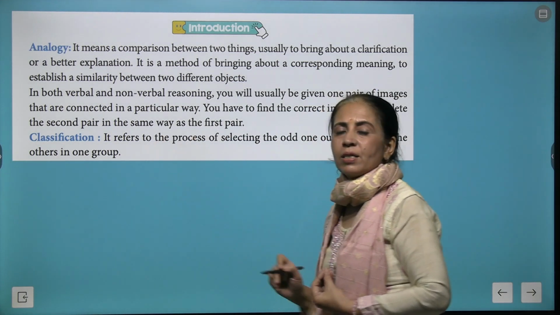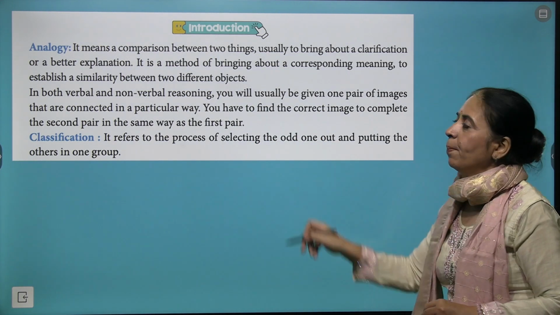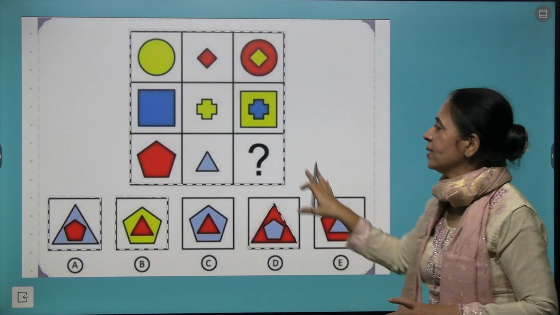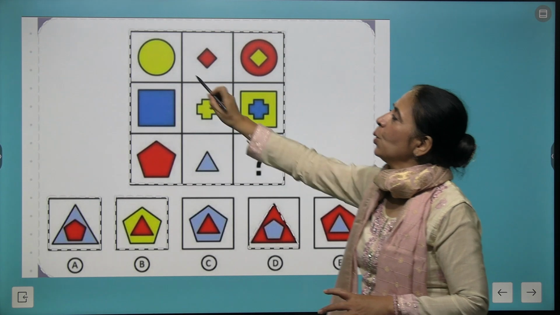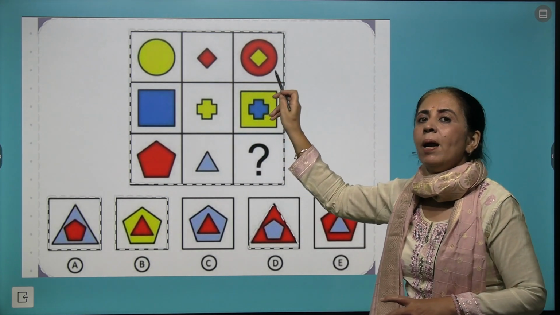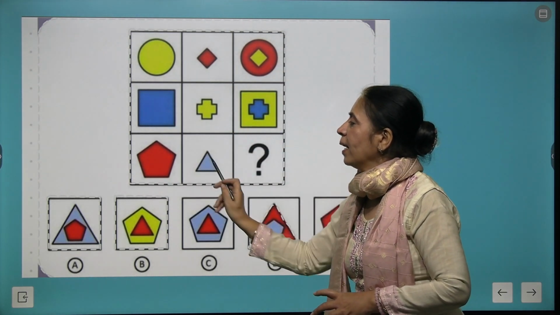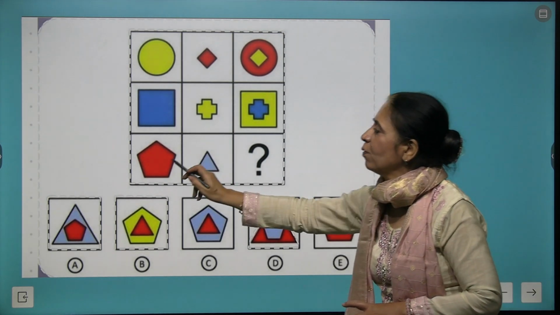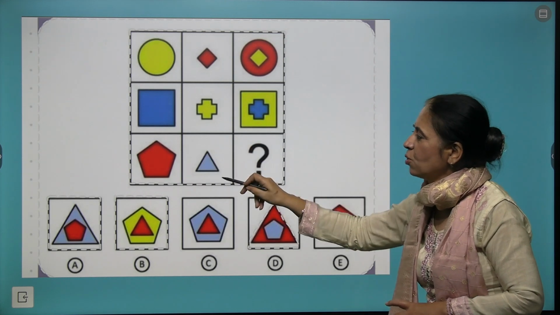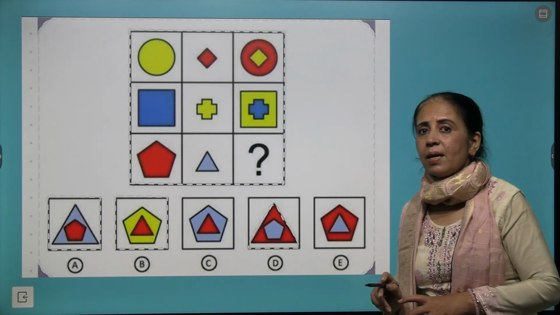And when you talk about classification, it is the process of selecting the odd one out and putting them in one group. So here if you could see, you have to analyze that what figure will come here. You have to create a relation that here in the circle we have a square, but the colors are just changing. So same pattern is followed here, and here we come with the conclusion that we will have a pentagon, and inside a pentagon will be a triangle, but this triangle will be of red color and pentagon will be of blue color. So we say that C is the right answer.